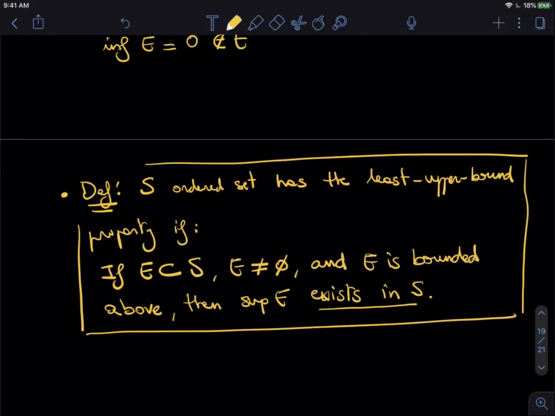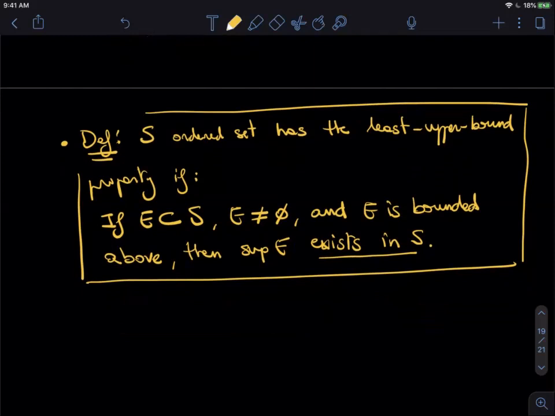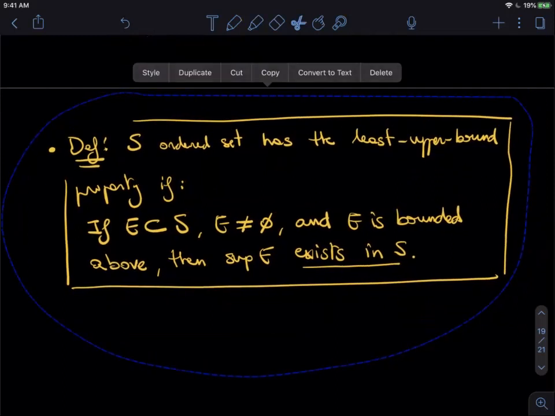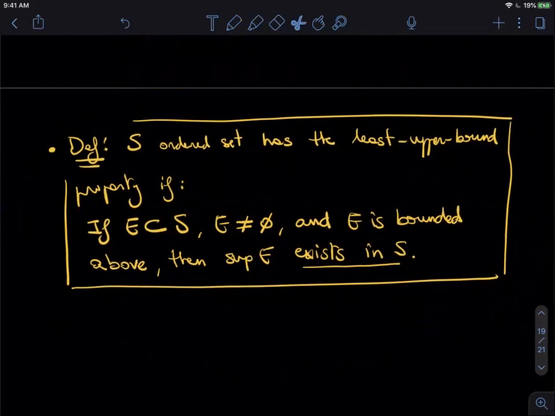So again, here we say that an ordered set has the least upper bound property if for any subset that we pick, whatever subset we pick, then we can be certain that the supremum of that subset is always going to exist in the set. Notice that this is for every choice that we make of the subset E. It's not okay if we say, well, I found one subset E for which this works, I'm done. No, it has to be for every single possibility.